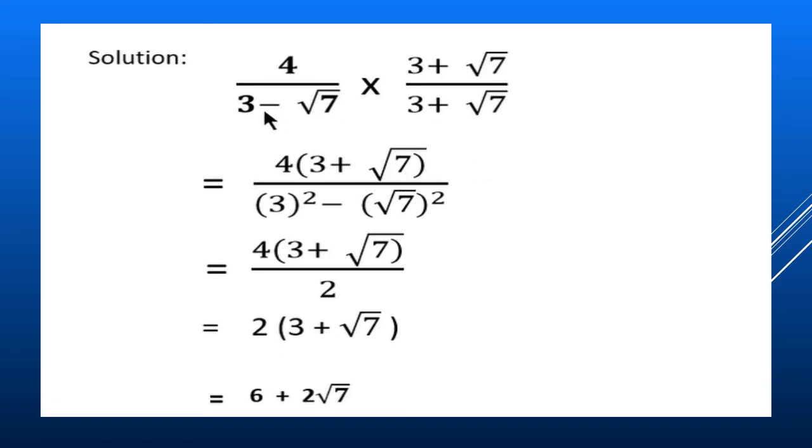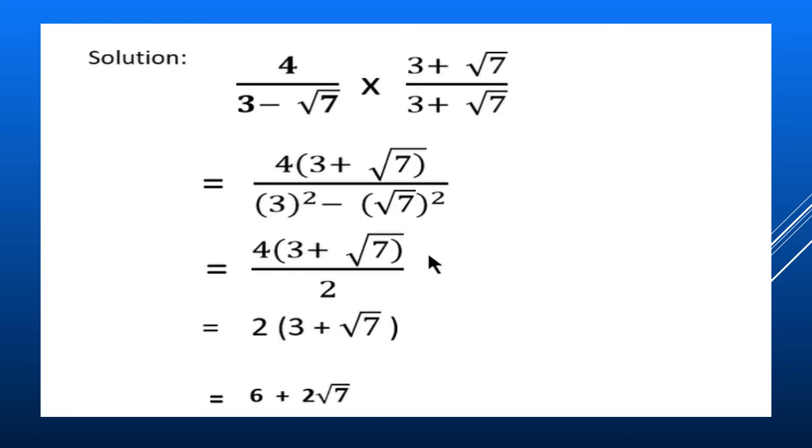And in the denominator, we are multiplying two conjugates. Now let's look at the shortcut method of multiplying two conjugates. Take the first term here and square it, so we get 3 squared. Take the second term in the denominator and also square it, so we get root 7 squared, and in between you'll always have a subtraction sign.